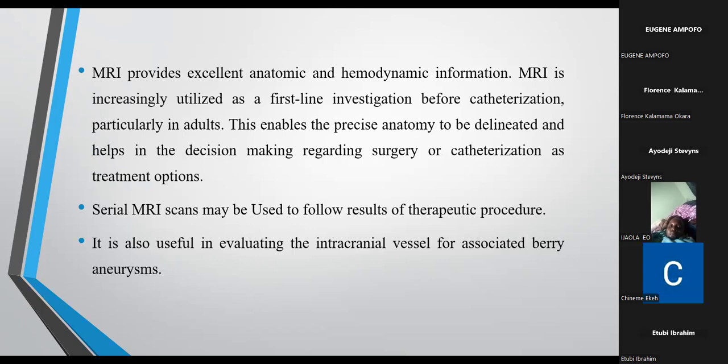The MRI provides excellent anatomic and hemodynamic information, and is increasingly utilized as a first-line investigation before catheterization, particularly in adults. This enables the precise anatomy to be delineated and helps in decision-making regarding surgery or catheterization as the treatment option. Serial MRI scans can be used to follow the result of a therapeutic procedure. It is also used in evaluating the intracranial vessels, because they could have some form of associated berry aneurysm, so MRI can be used to evaluate them.